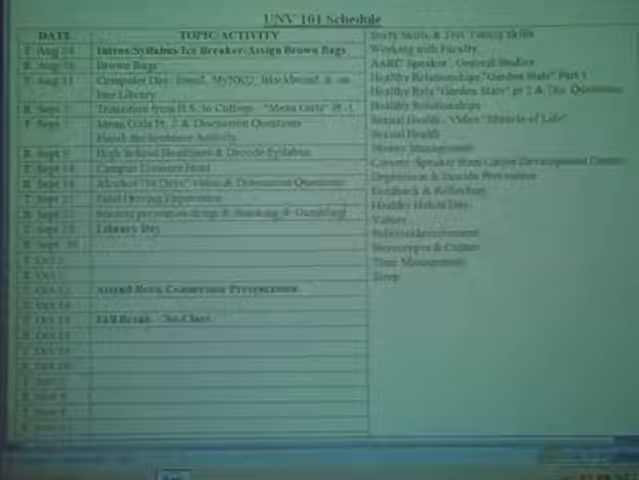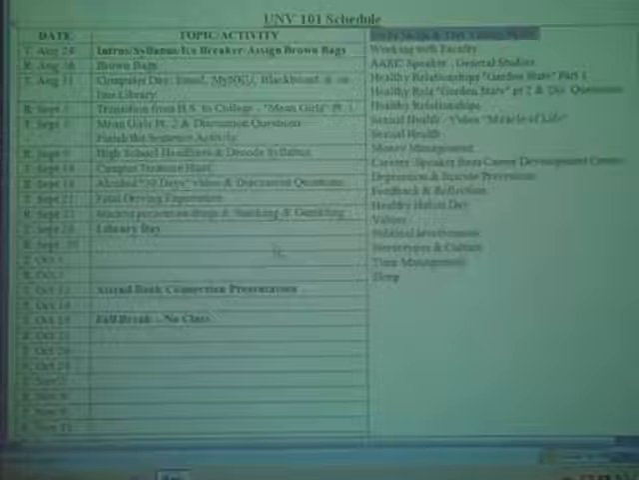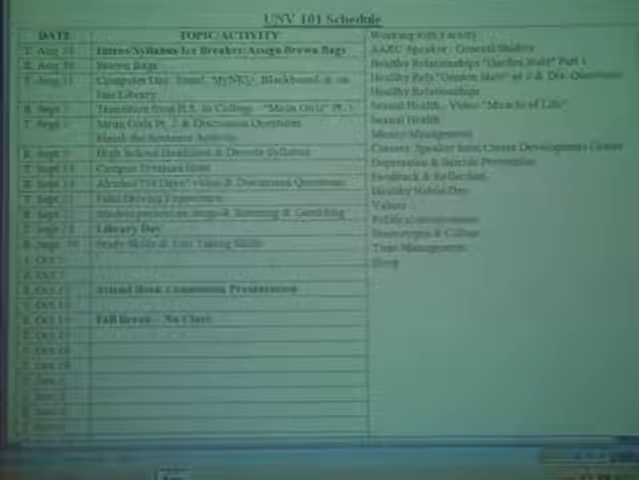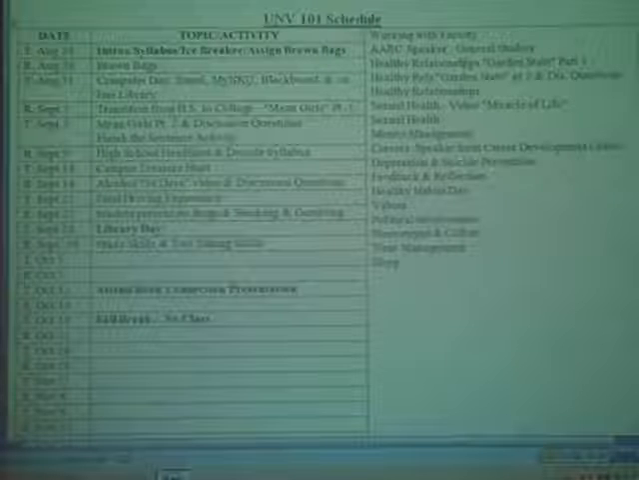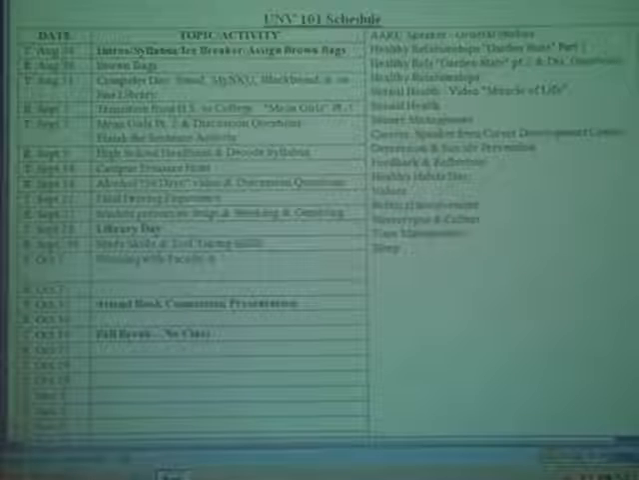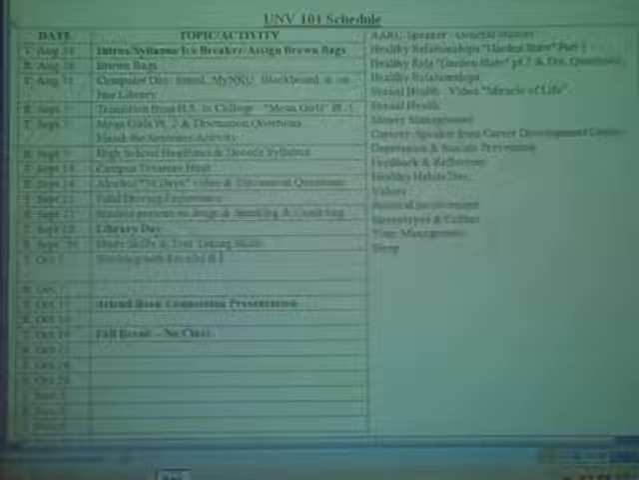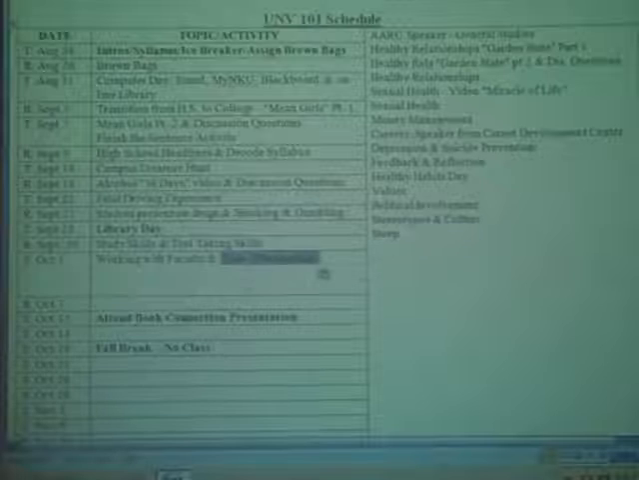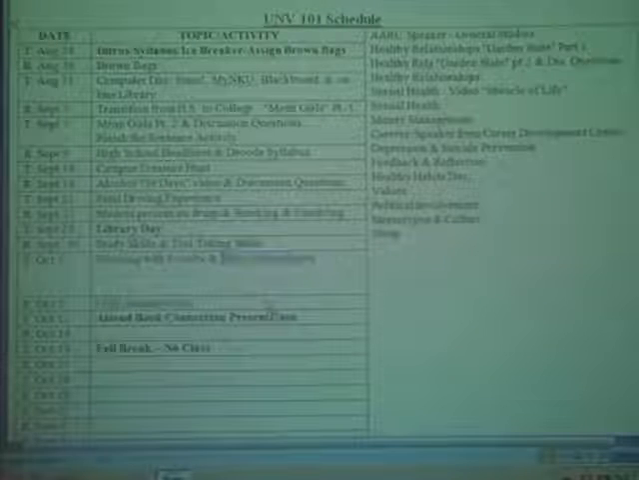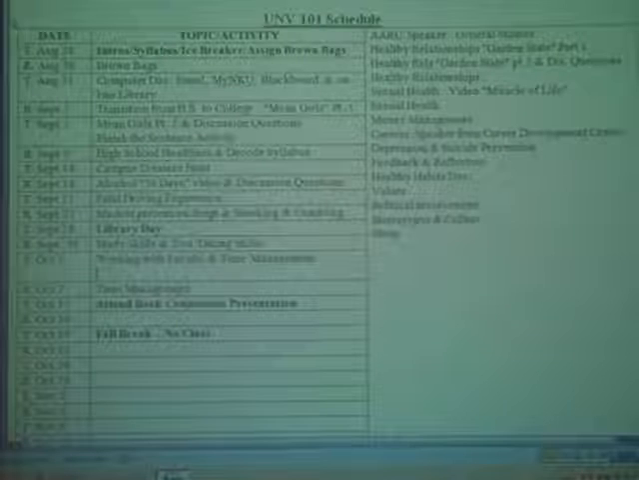Now, Library Day is a fixed day, and I'm going to go ahead and put study skills and test taking after Library Day on September the 23rd. That just kind of seems like a logical thing to do. I'm going to go ahead and go with working with faculty, and I'm also going to begin talking about time management that day, because as I said earlier, I just think that that's such a critical topic. So we'll begin that on October the 5th and then continue it on October the 7th.